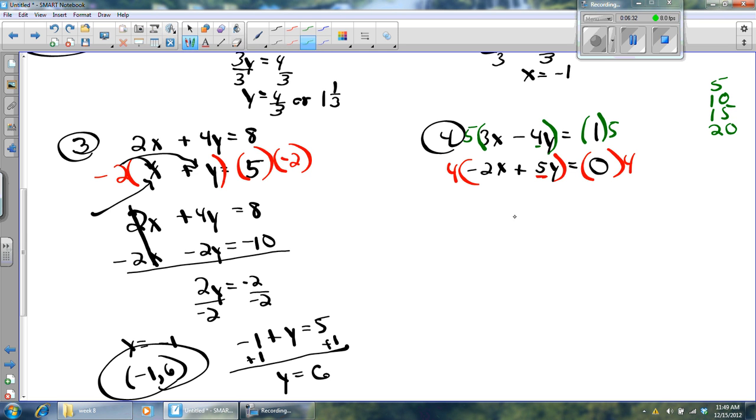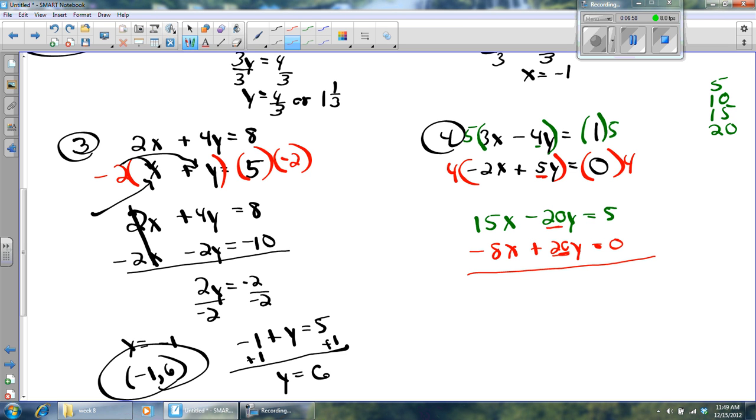So the top equation is going to become 15x minus 20y, and that's going to equal 5. The bottom equation is going to be negative 8x plus 20y, and that'll equal 0. And notice I have matching coefficients that are inverses of each other, additive inverses. So I'll combine. Those are going to cancel. On the right-hand side, I'm going to get 5. On the left-hand side, I'm going to have 7x. I'm going to divide by 7, and x is going to equal 5 sevenths.